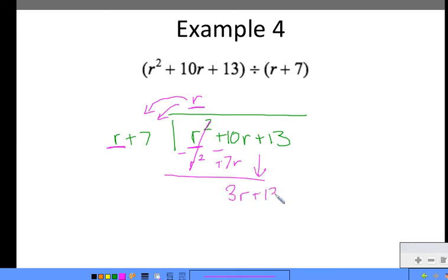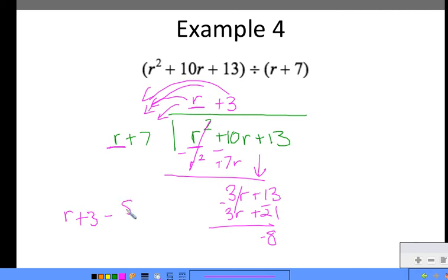Bring down the 13. So r times what gives you 3r? That'd be positive 3. Multiply that out. So we have 3r plus 21. Subtract away. 13 minus 21, we have negative 8. And r cannot turn into negative 8, so our answer would be r plus 3 minus 8 over r plus 7.